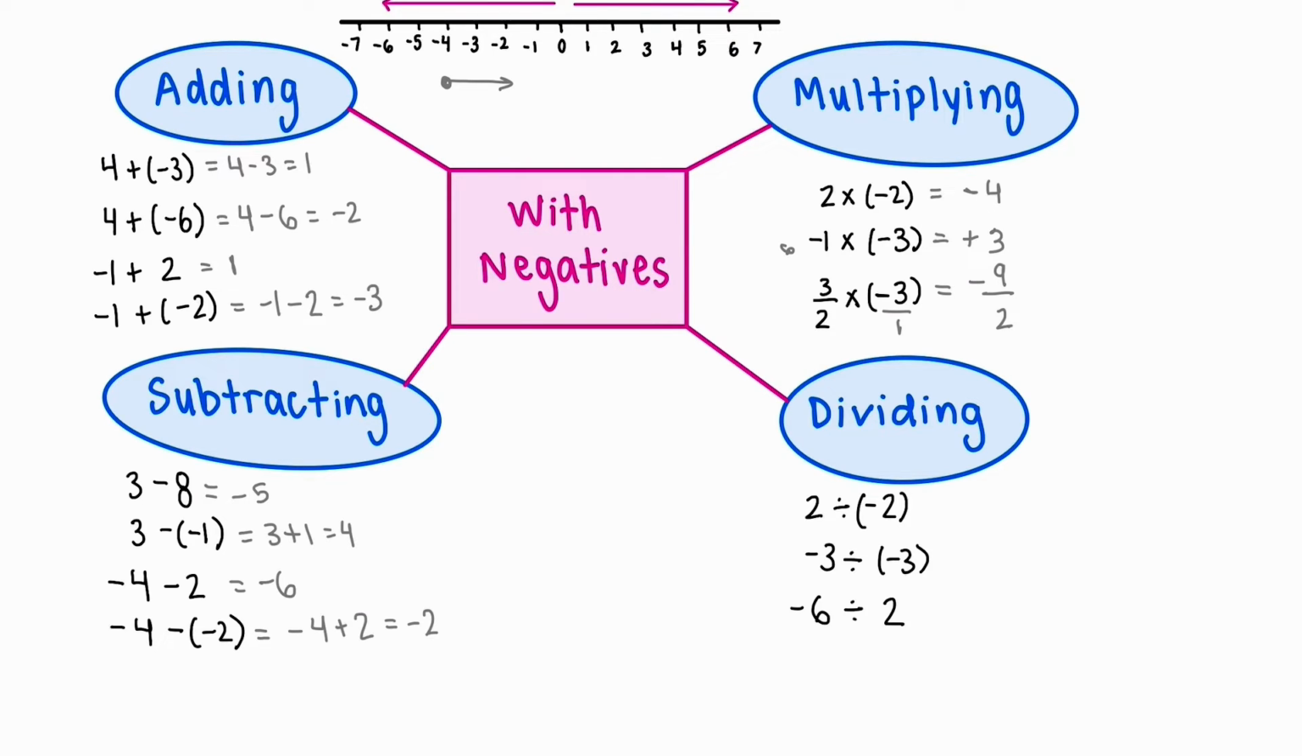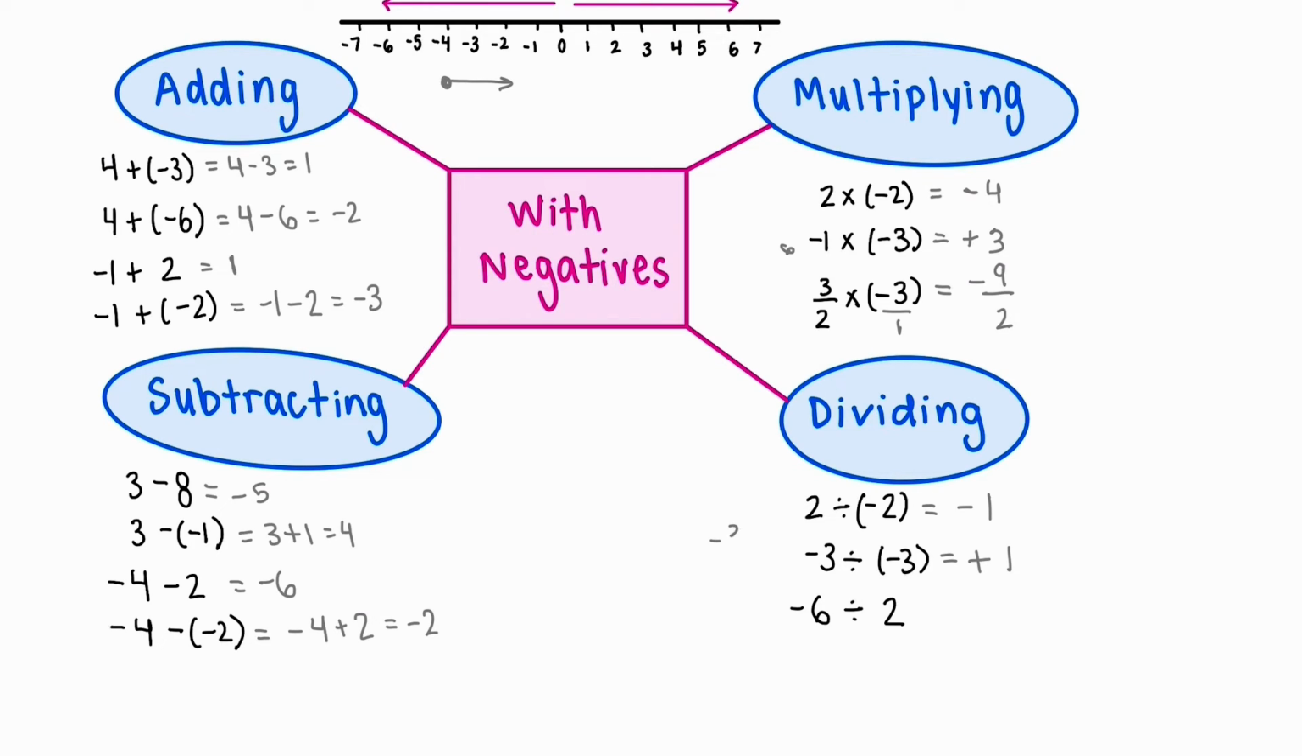Now let's look to division, which is very similar to multiplication. Here we have 2 divided by -2. So here we have one negative sign, so our answer stays negative. 2 divided by 2 is just 1. Next, we have -3 divided by -3. Well, the two negatives cancel out, just like with the multiplication, and our answer is going to be positive. 3 divided by 3 is just 1.